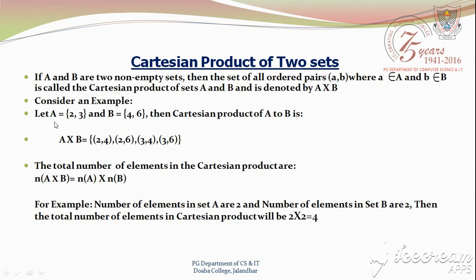Consider an example. If set A contains two elements 2, 3 and set B contains two elements 4, 6, then the Cartesian product of A to B is a set having ordered pairs (2, 4), (2, 6), (3, 4) and (3, 6). The total number of elements in the Cartesian product is the number of elements in A multiplied by the number of elements in B. As in our example, set A contains two elements and set B contains two elements. So the total number of elements in the Cartesian product is 4.